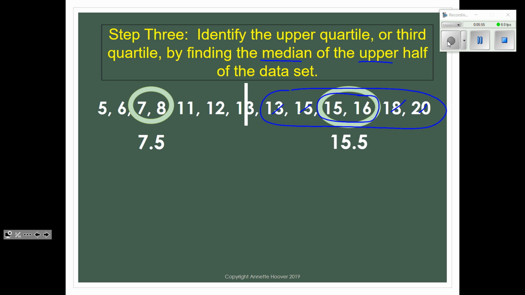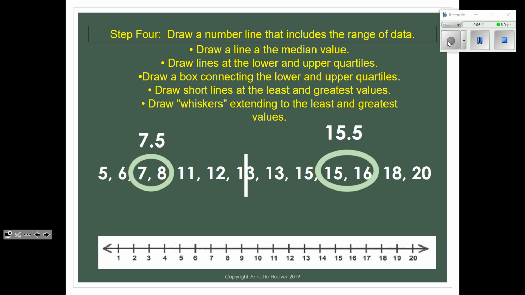So what we've done now is we found out that the median of the entire information is 13. The median of the lower quartile is 7.5, and the median of the upper quartile is 15.5. These are the numbers we're going to use in making our box and whisker plot. So now that we have found out that information, you'll see it right here. I have it still here. We're ready to start drawing now.